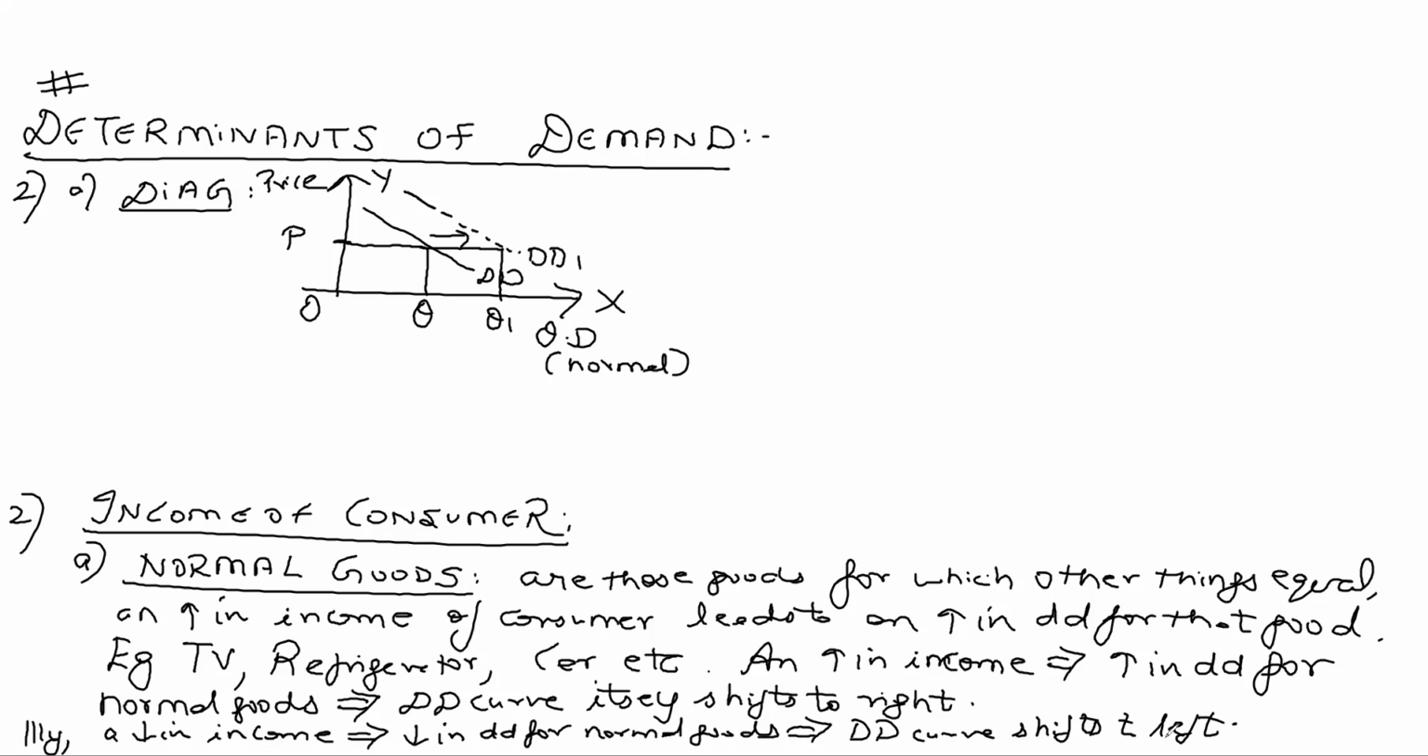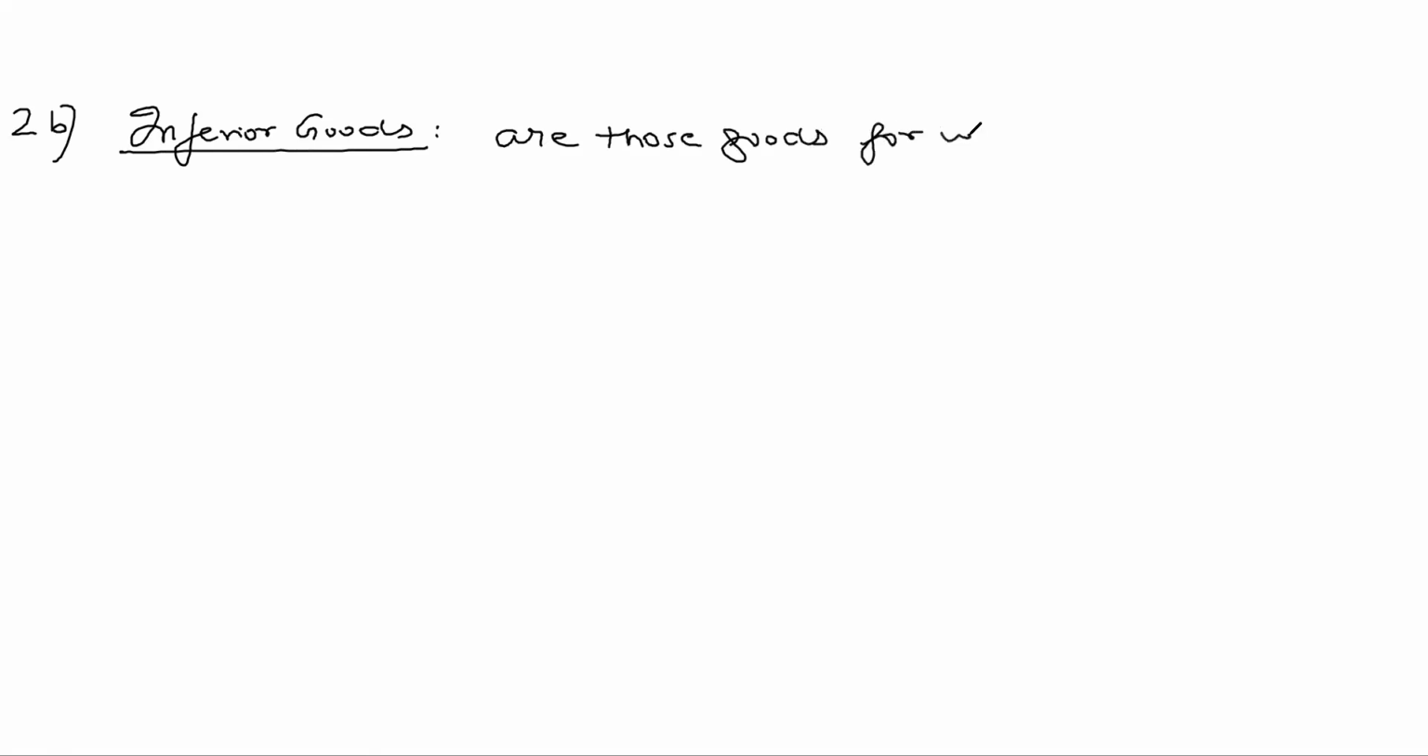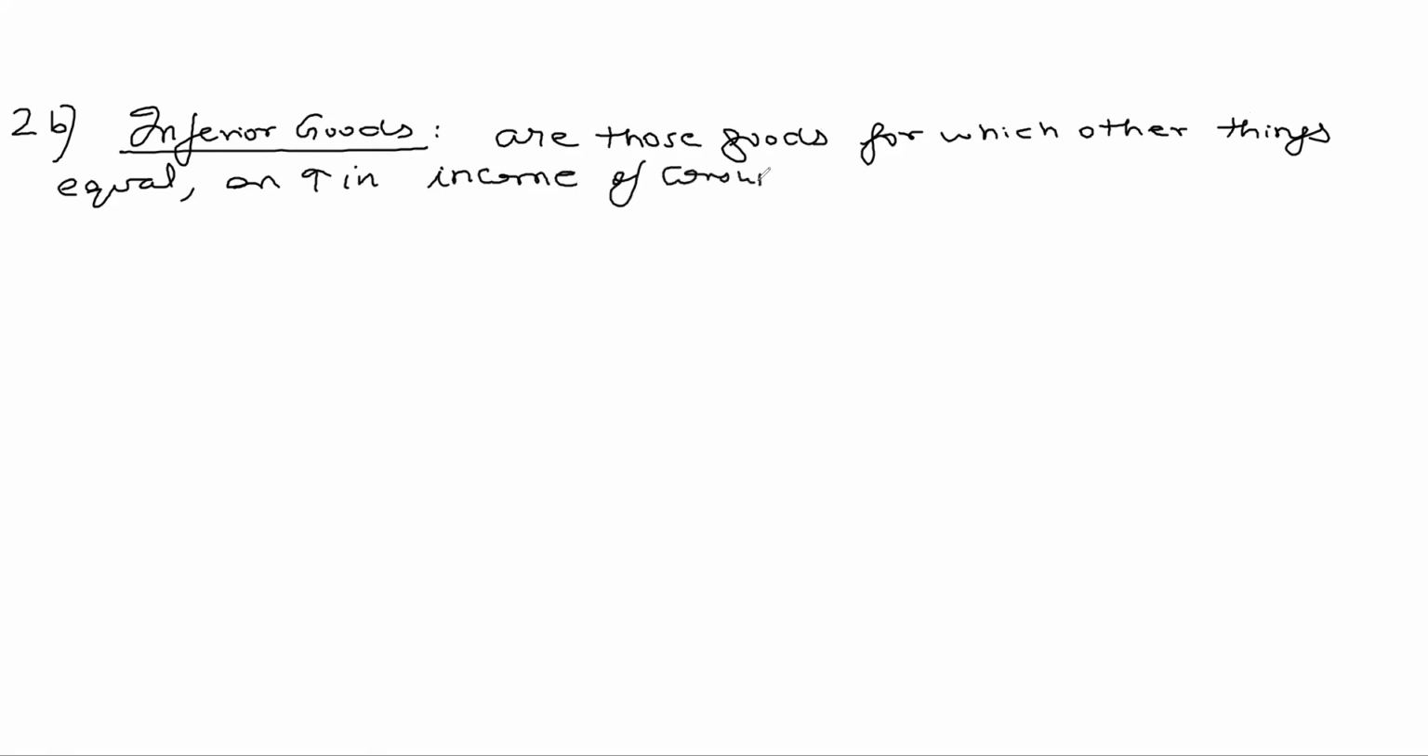Okay, so let's talk about inferior goods now. So within 2, part B, inferior goods. Inferior goods are those goods for which, other things equal, an increase in the income of the consumer causes a fall in demand for that good.